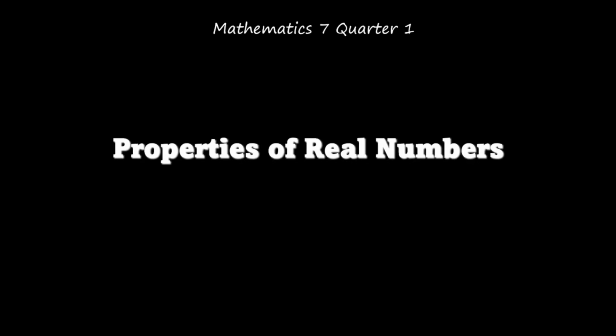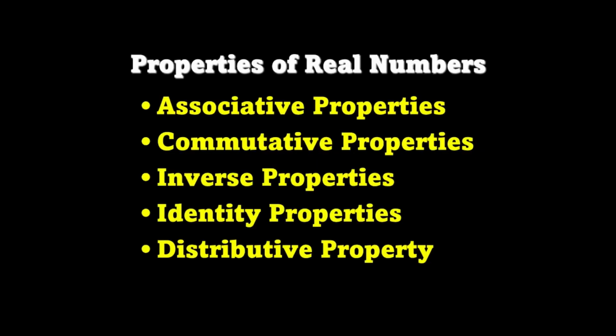So sa video na to, ang pag-aaralan natin ay under ng Mathematics 7 or Grade 7 Math first quarter, which is all about the properties of real numbers. Okay. Ano-ano nga ba ang properties of real numbers? So mga properties of real numbers are first, associative property, commutative properties, inverse properties, identity properties, and distributive properties.